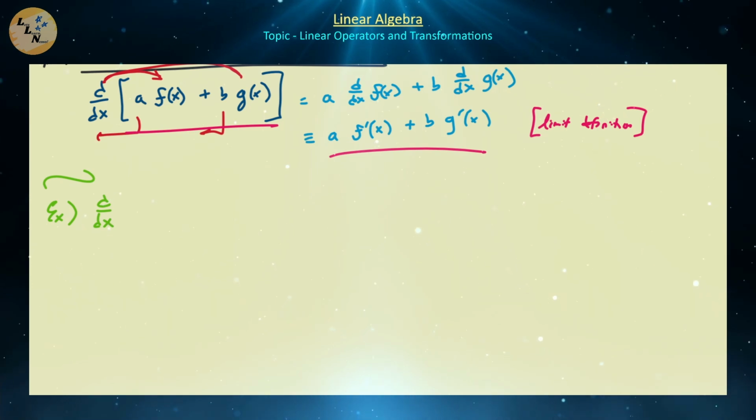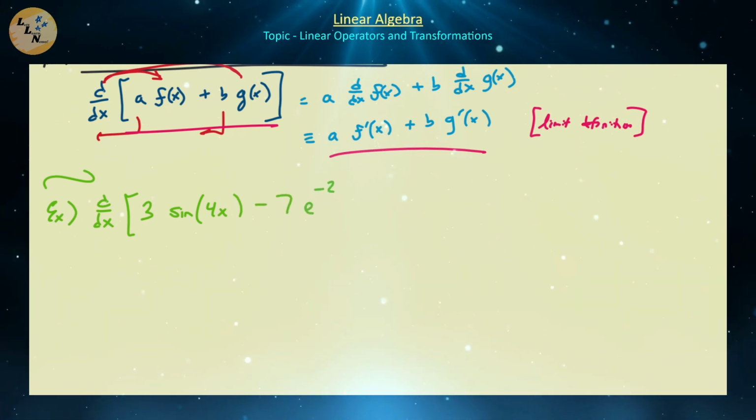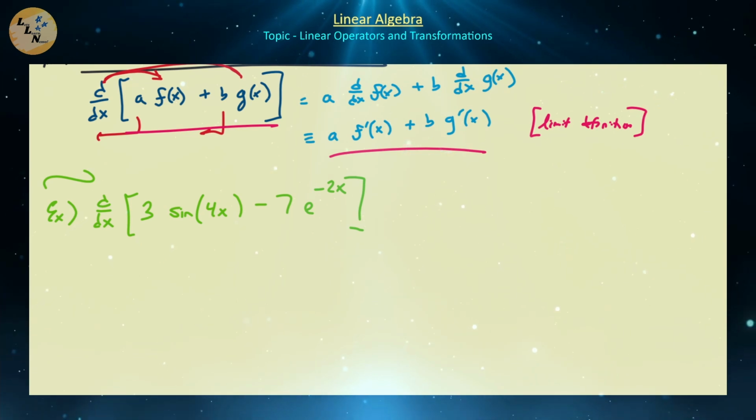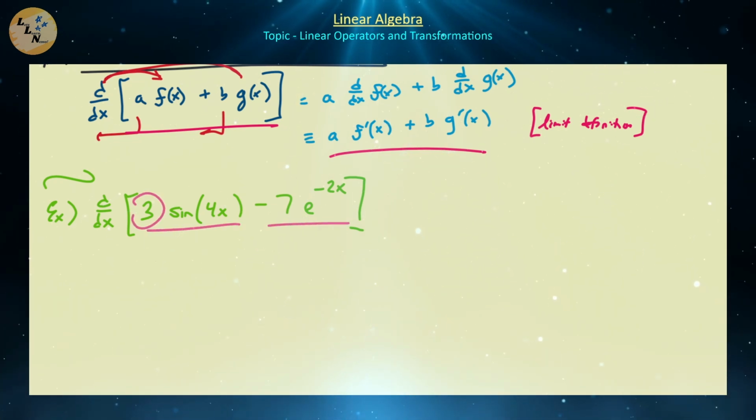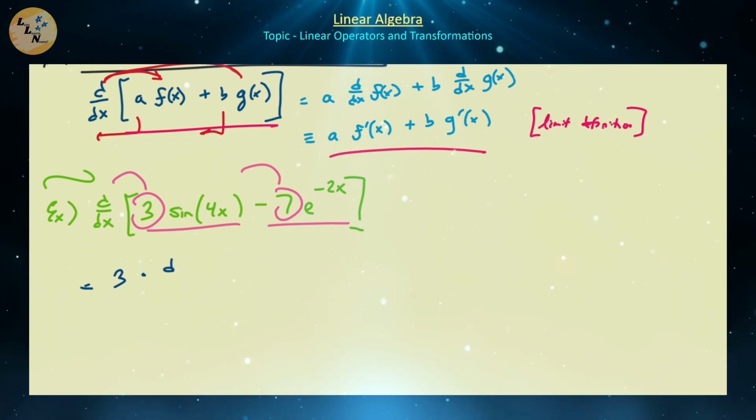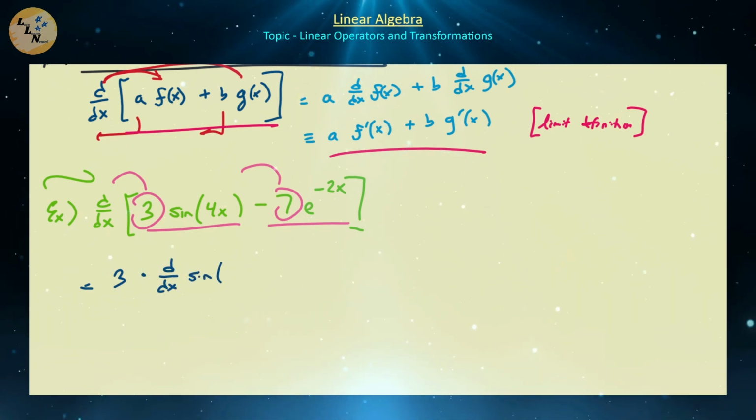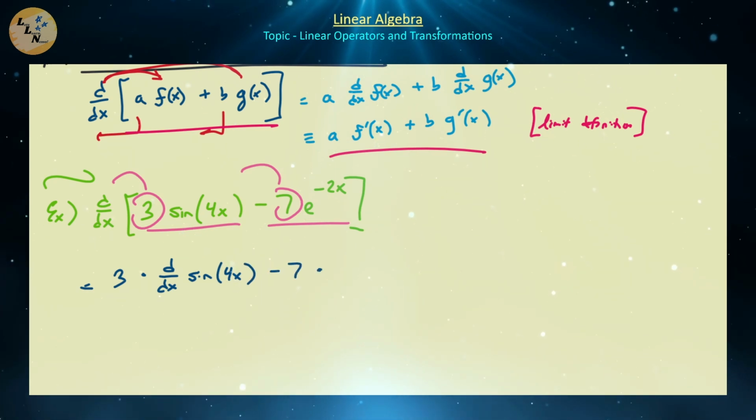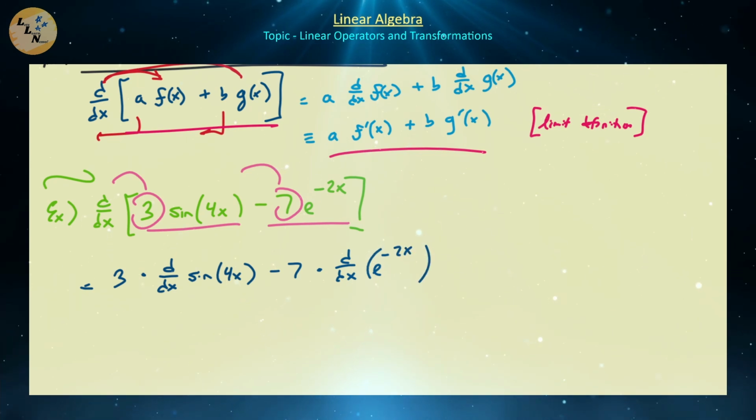For example, let us assume we want to find the derivative of 3 times the sine of 4x minus 7 times e to the power of minus 2x. Since this derivative operator is linear, it can distribute over these two terms, and these constants can factor out outside of the derivative operator. So this is going to become 3 times the derivative of the differentiable function sine of 4x minus 7 times the derivative of the differentiable exponential function e to the minus 2x.